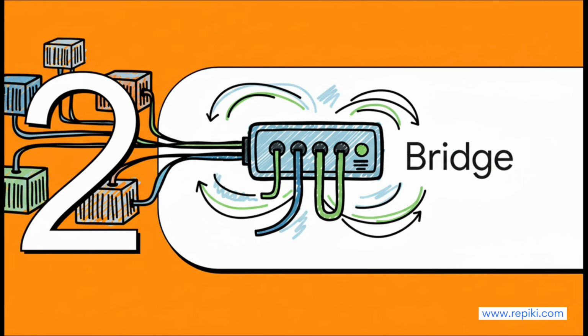Okay, so now every container has a virtual cable connecting it back to the host computer, but we still need a way for them to talk to each other. This is where Docker's bridge networks come into play. Let's see how this all gets wired up.